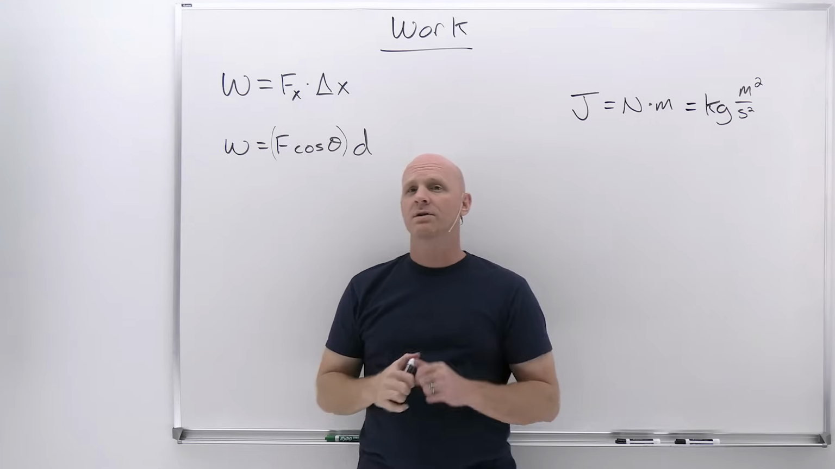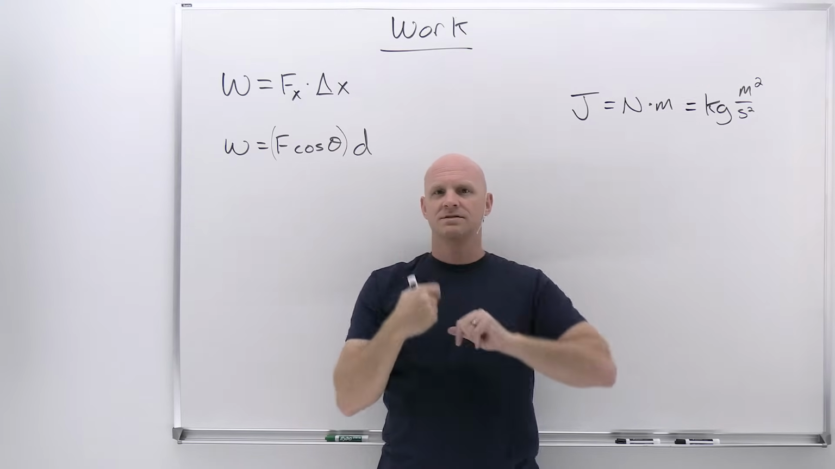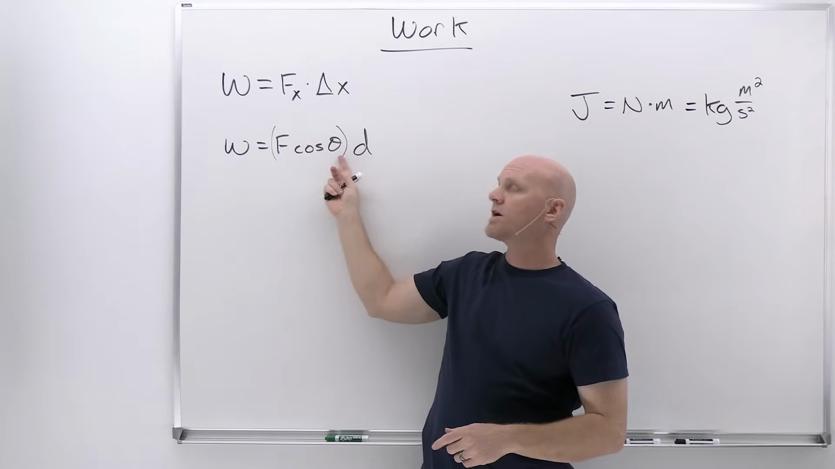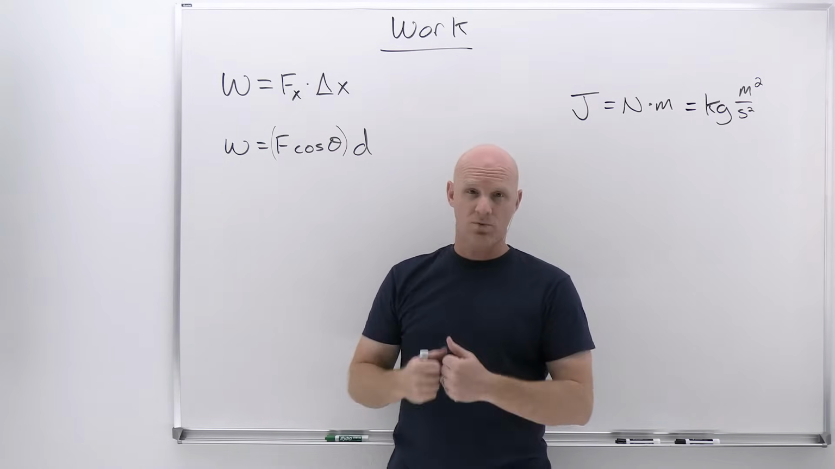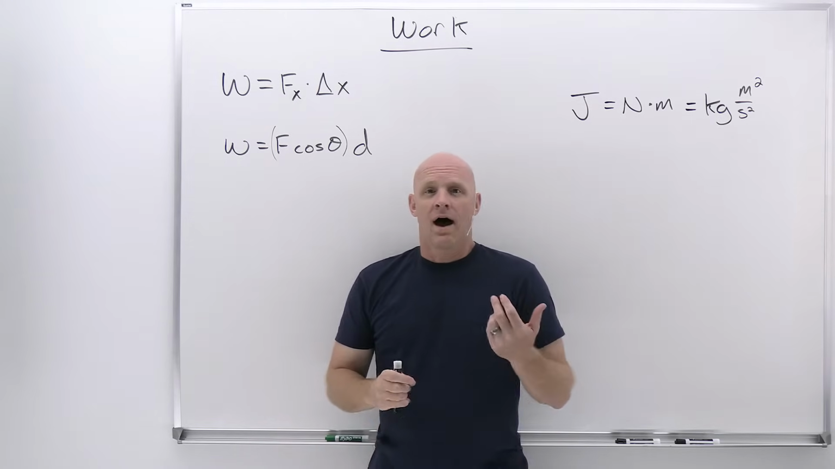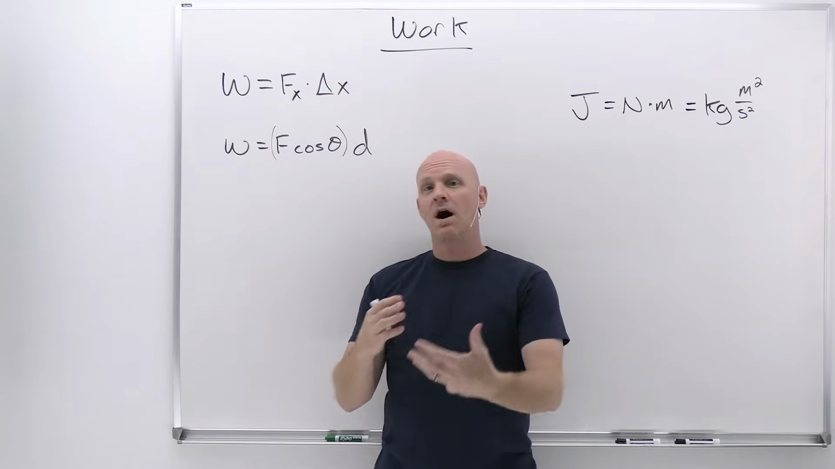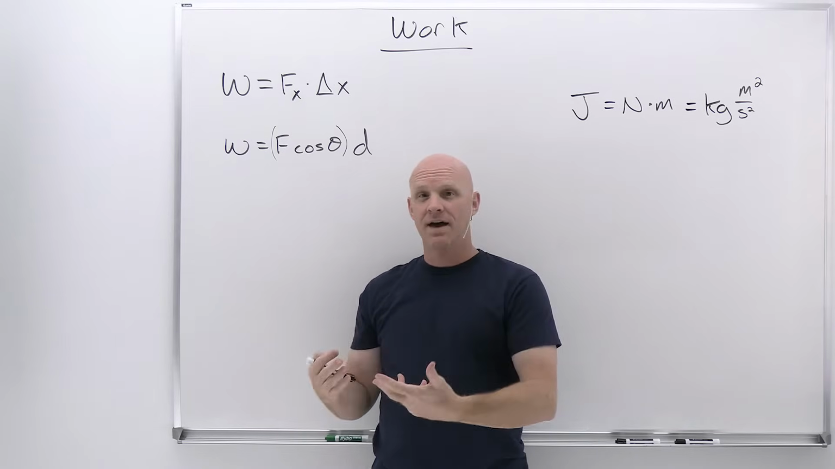Notice also that this is going to be important. What if the force and the displacement are in opposite directions? All of a sudden then, theta is 180 degrees, and the cosine of 180 degrees is negative 1. And we'll be talking about negative work. And so if a force and a displacement are in the same direction, work is going to be positive. But if force and displacement are in opposite directions, work is going to be negative.